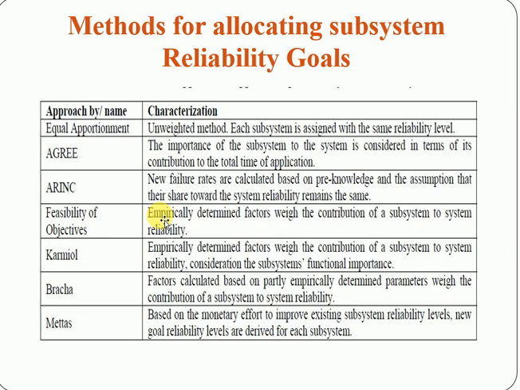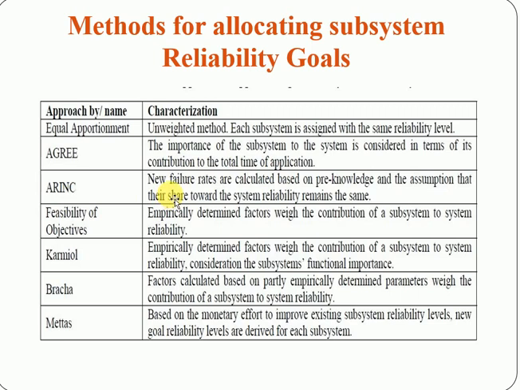Like the unweighted method, the weighted methods have in common that the system reliability is known upfront, based on which subsystem reliability levels are allocated. There are some approaches. Equal apportionment: in this unweighted method, each subsystem is assigned the same reliability level. AGREE: the importance of the subsystem to the system is considered in terms of its contribution to the total time of application.